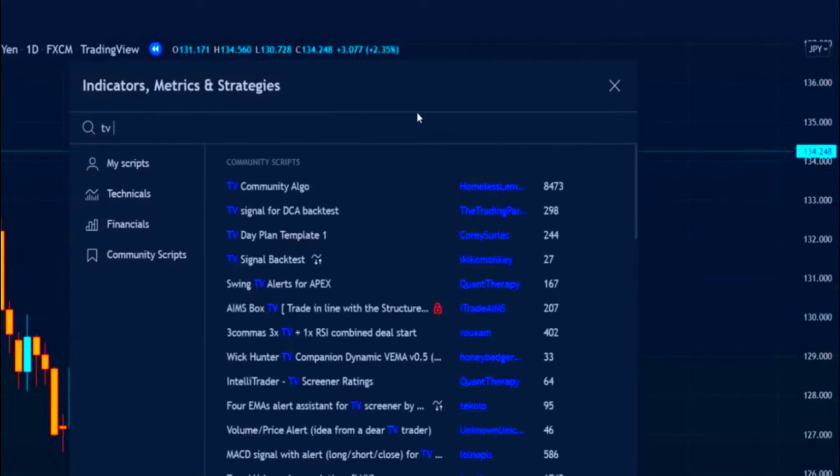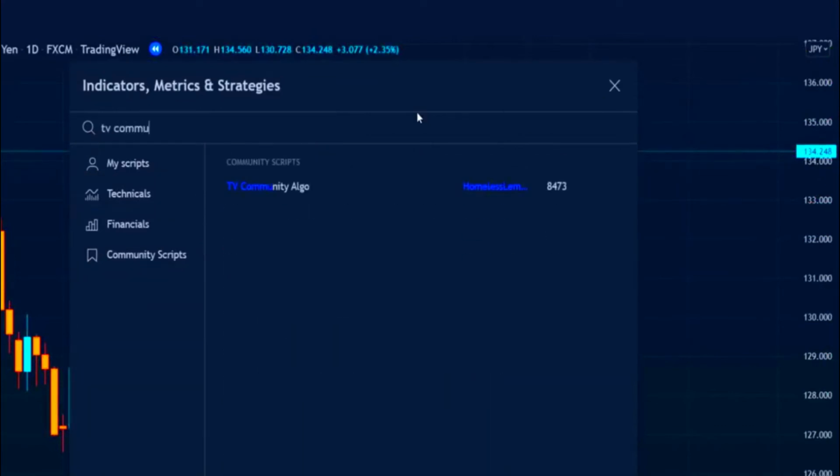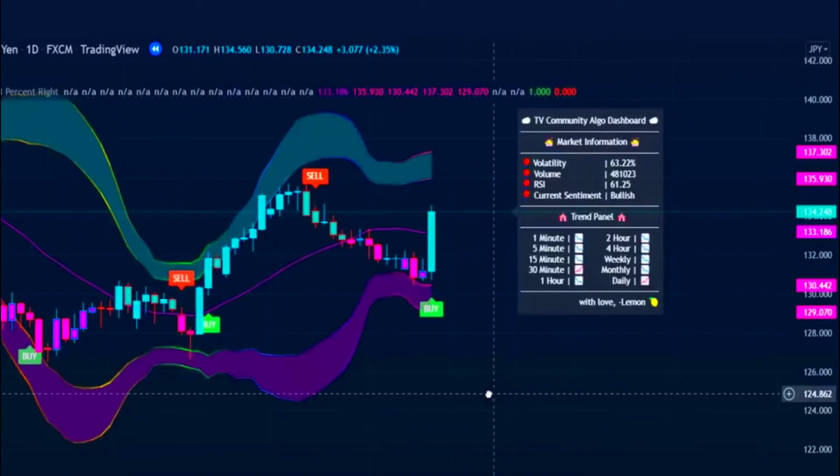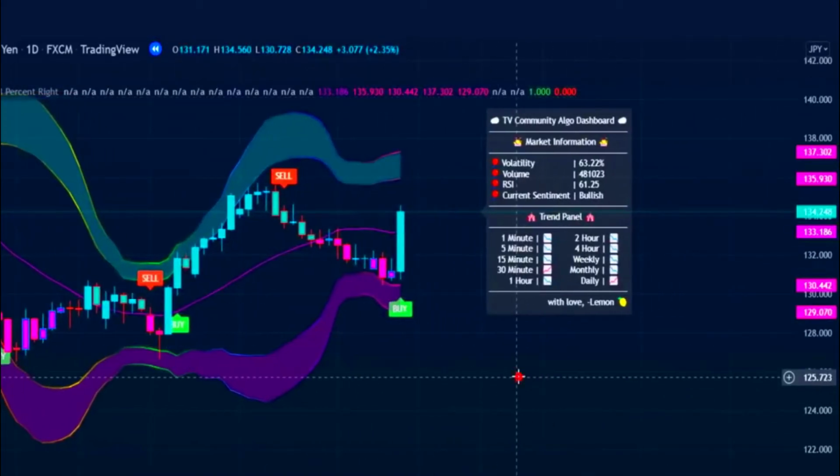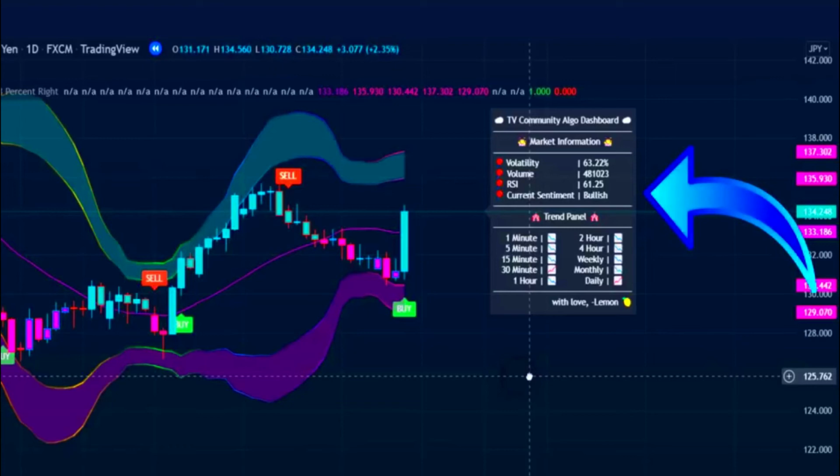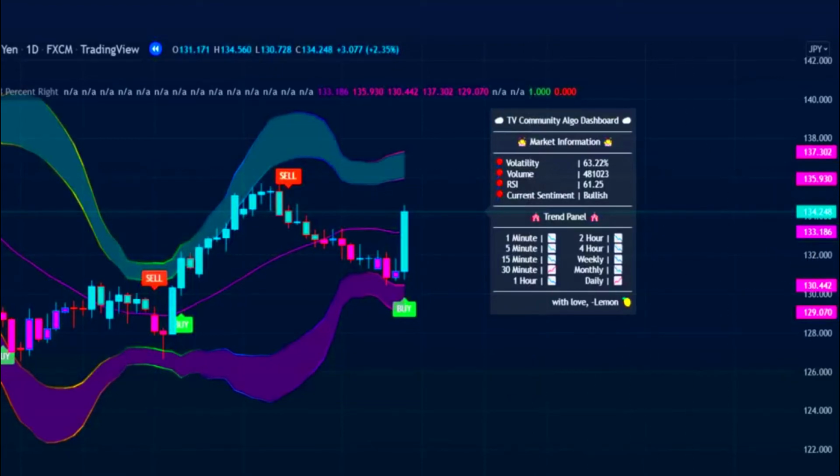First of all, we have to search TV Community Algo in the search box of Trading View. And click on the TV Community Algo option. You will get market information here, in which you can see about the market, a trend which is showing bullish. After that, you look at the RSI value which is very good, above 50. Also see the volume and volatility. This buy signal that you see here is based on the Bollinger Bands indicator.